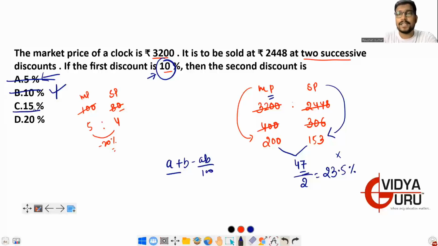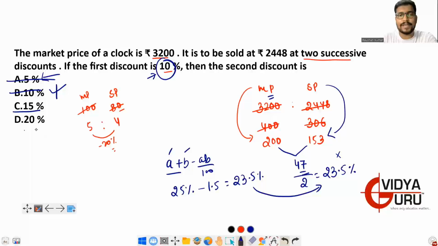So 10% is also wrong. Let it be, if we take C equal to 15%. Okay, so if we take 15%, see, 10 plus 15, we will get 25%, and thereafter minus ab. Minus ab means 10 into 15 will be how much? 150. 150 upon 100, we will get 1.5, which gives 23.5%. That's it. Our answer should be 23.5%.